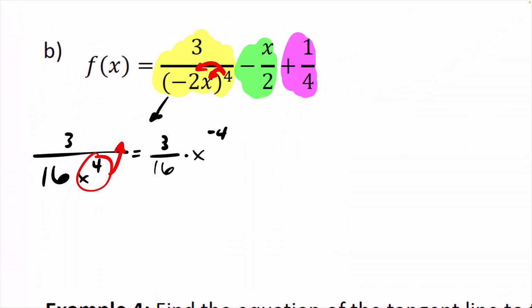Okay? So the next thing I've got to do is actually find the derivative. Use the power rule. What power is that going to be? -5, right? -5. And then I've got to multiply the old coefficient by the old power.